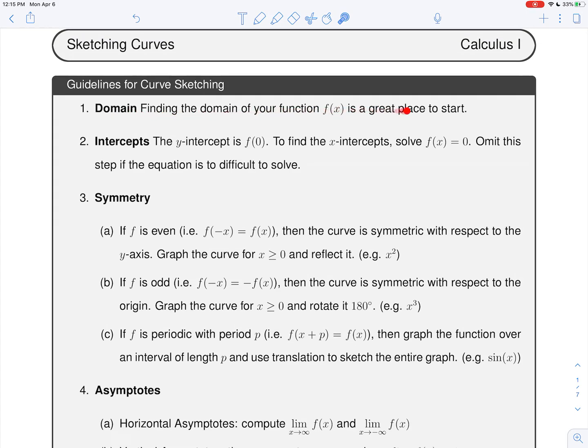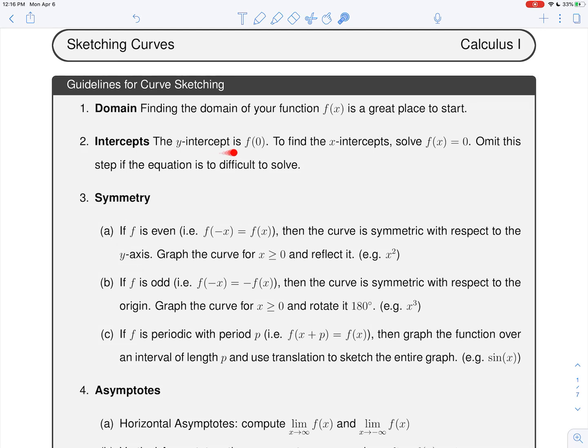So first off, finding the domain of your function is a good place to start. If you can't see it instantly, a lot of times you can kind of just tell. If it's a polynomial, its domain is everything. If it's rational, then you can see its zeros. But make sure that at least in your mind you're clear on the domain.